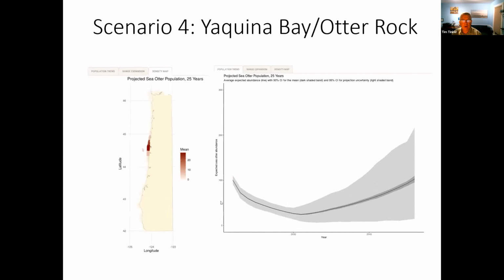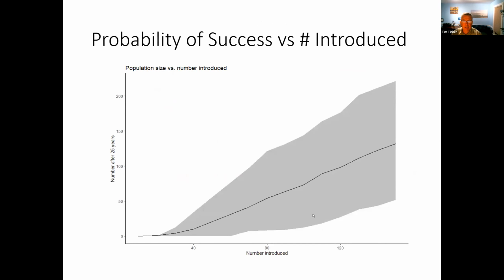And here's scenario 4, Yaquina Bay, I'll go with that, and Otter Rock release sites. So different outcomes, generally similar trajectories, although as you'll see in a minute, the details of those trajectories differ a little bit, but overall you see the same general patterns.